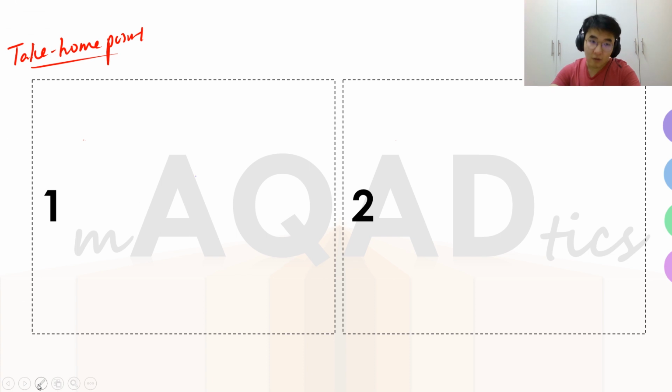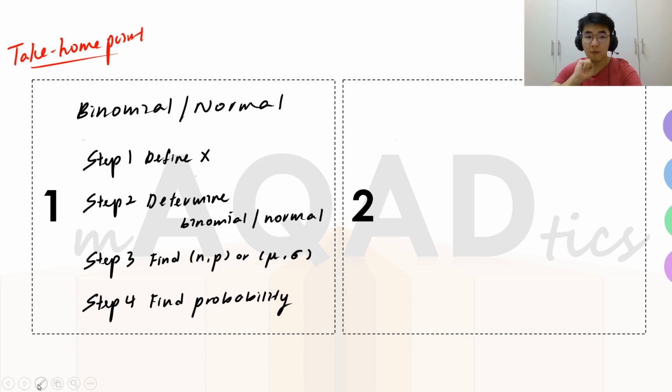Alright, so here's the take home point for part 1 and part 2 of this video. So for the first point, when we are finding probability for binomial and normal distribution, we need to follow these 4 steps. Okay, so the first step is to define our x. The second step is to determine the distribution of x, either it is binomial or normal. And step 3 is to find our parameters. So for binomial, it will be n and p, normal will be mu and sigma, right? And step 4 is to find our probability.